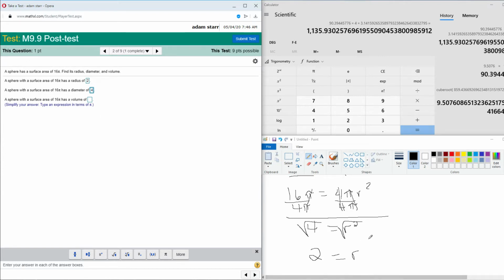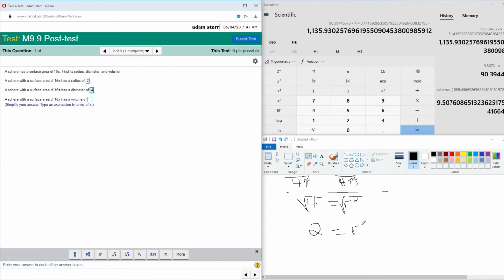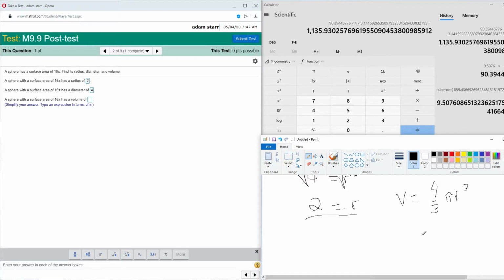And now it's asking for that sphere's volume. I found my radius, which is good, but now it's asking for the volume. And the volume of a sphere is 4/3 pi r cubed. Well, I already know what my radius is, so I can just substitute that in. So I have 4/3 pi times my radius cubed. It says to simplify and to type the expression in terms of pi, which means we're going to leave pi as pi in this case.